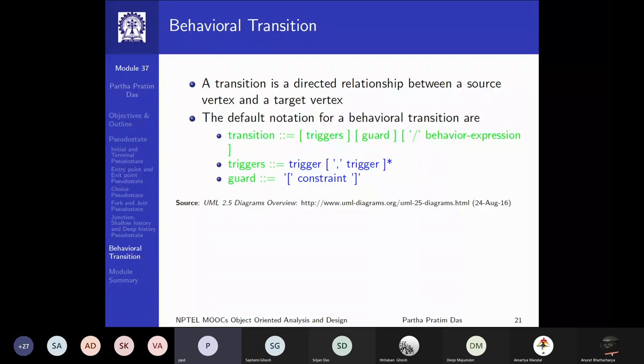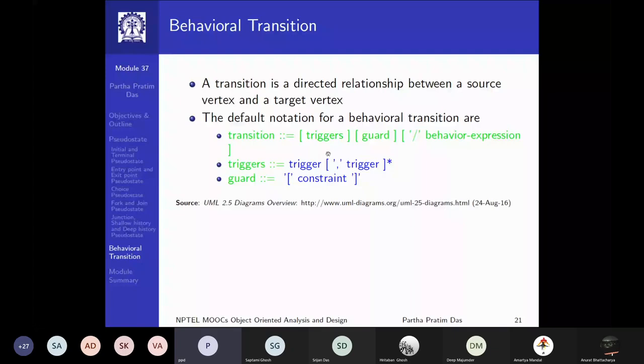Now, before I close, a little bit of word about the behavioral transition. So we have looked at the transition as going from one state to the other. A transition is actually between a source vertex and a target vertex, obviously. But it could be detailed in terms of a trigger, a guard, and a behavior expression. A trigger is kind of what causes it to happen. Guard is the condition that must get satisfied for this to happen. And behavior expression is what you do on that transition, right? And you can see each one of them is within a square bracket, which means that they are optional.